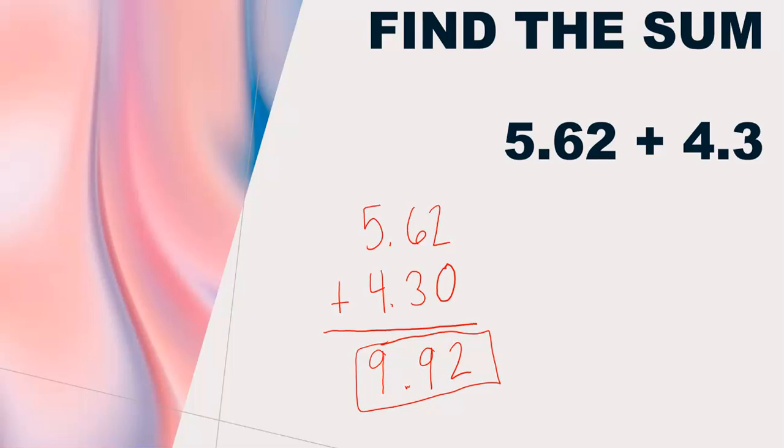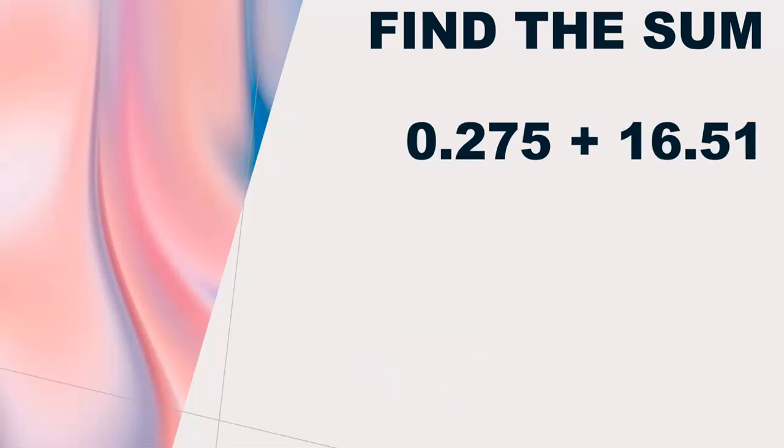Let's look at one more addition problem before we go on to look at subtraction. We are going to add 0.275 plus 16.51. Again, we want to line these up, 0.275, and then we put our decimal, 0.51 and 16. So make sure everything is lined up properly. I'm going to add these up. You can add a placeholder 0 here if you'd like to keep yourself on track.